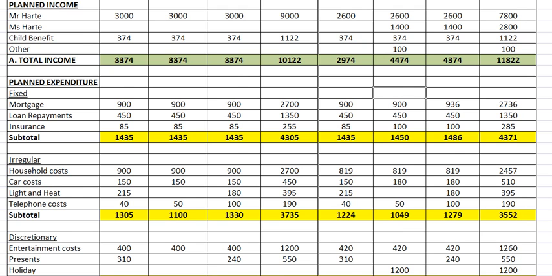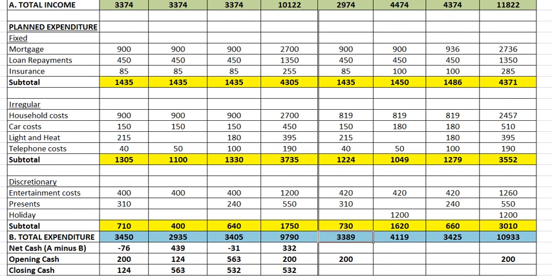2974 is their total income for this month. And their expenditure is 3389. So they're going to end up with a deficit in that month. They're spending more than they're earning in that month of €415 in July. In August, she's got the job. So 4474 minus 4119, which gives 355 of a positive net cash, and then 4374 minus 3425, giving a positive 949, and then 11822 minus 10933, giving a positive overall of 889.